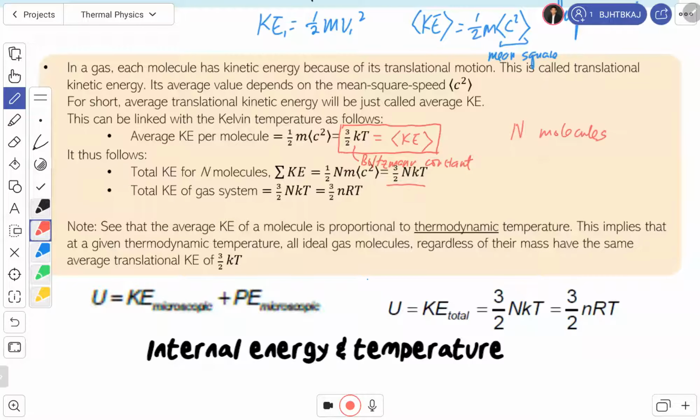Then you see, NkT is very familiar. You see it, PV equals NkT. Thus, if the KE of the entire gas system is 3/2 NkT, it is also equal to 3/2 nRT, or 3/2 PV. So now we have successfully related the average KE of a molecule all the way up to the macroscopic quantities, which are P, V and T.